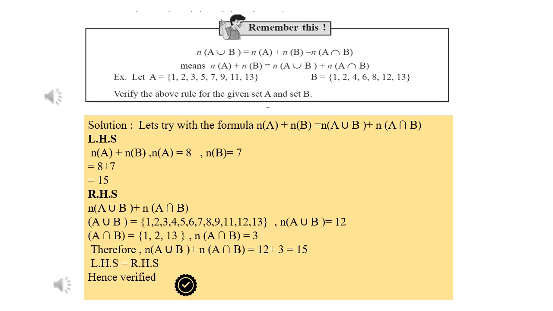Same we will do for intersection, and the number of elements in the intersection of A and B is 3. Now as per the right hand side, I will substitute the values, that is 12 plus 3, and I get 15. So the values on the left hand side and the right hand side are equal, which proves that yes, the given formula is verified, it is correct.